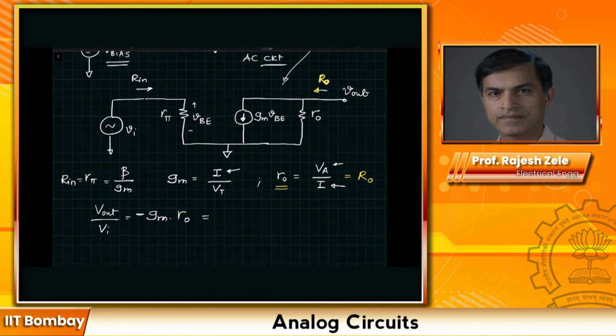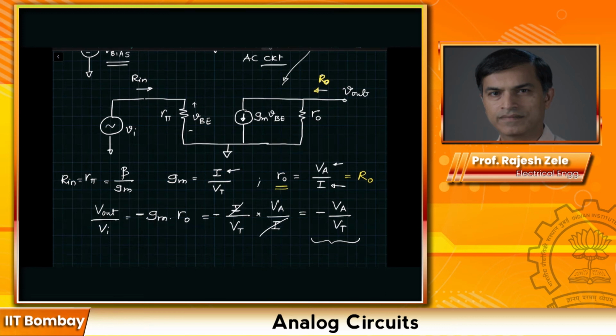Let's substitute the values. What is the value of the GM? It is going to be I divided by VT, thermal voltage, multiplied by VA divided by I. So I will get cancelled and this will look like minus VA divided by VT. As you can see, given a bipolar transistor, the gain is pretty much fixed. VT is KT over Q, which is 26 millivolts, and VA is the early voltage of the transistor, which could be 100 volts or so. So this looks great. We get a large gain.